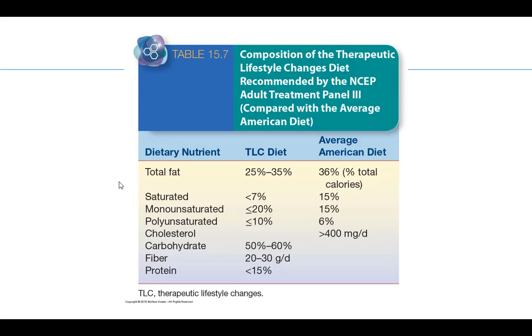Also, in addition to this, they have come up now with dietary guidelines for those people who are at high risk of developing coronary heart disease. These are the dietary guidelines. TLC is therapeutic lifestyle change. Okay, therapeutic lifestyle change. This is the diet. So the total fat in your diet should be between 25 to 35%, out of which less than 7% should be saturated. But right now, in an average American diet, they are consuming 15% saturated fat every day. So the goal is to bring it down to less than 7%, monounsaturated less than 20%, polyunsaturated less than 10%, carbohydrate this much, fiber this many grams per day, proteins around this much. So this is the recommended diet for those people who are at high risk of developing coronary heart disease.